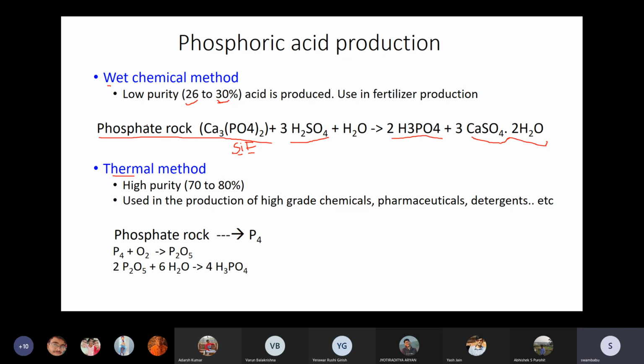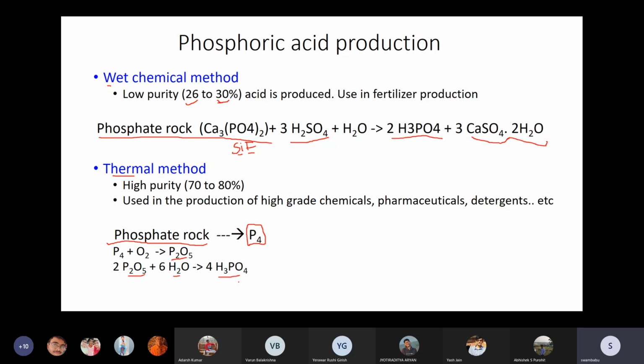So this is the wet chemical method. Whereas in the thermal method, the phosphate rock is heated to a very high temperature, and from it the phosphorus liberates as vapors, P4. That phosphorus oxidizes, reacts with oxygen and produces P2O5. That P2O5 reacts with water and produces phosphoric acid.